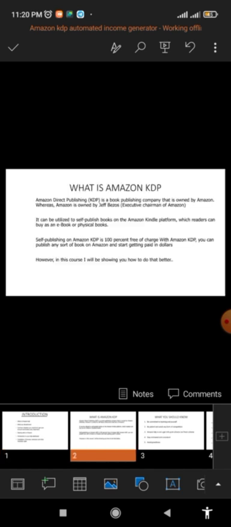Talking about what Amazon KDP is, Amazon Kindle Direct Publishing is a book publishing company owned by Amazon, and Amazon is owned by Jeff Bezos, who is also the executive chairman of Amazon. That is what most people don't know. It can be used to self-publish books on the Amazon Kindle platform, which readers can buy as an ebook or physical books. Self-publishing on Amazon KDP is 100% free of charge. You can publish any sort of book on Amazon and start getting paid in dollars.